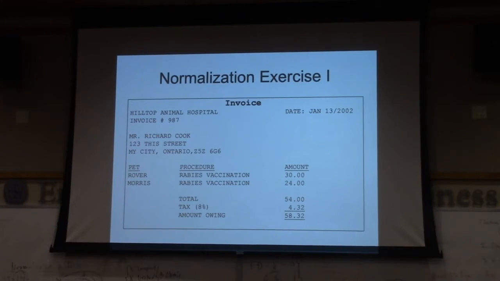Then, what about Mr. Richard Cook? It's a customer name. So we can keep it as an attribute, and address also and so on. Pet name, yes. Procedure, yes, different procedures. I do not have any pet, but if you have a pet, probably you know that sometimes it's harder than raising a baby. Then the amount and the total maybe, right?